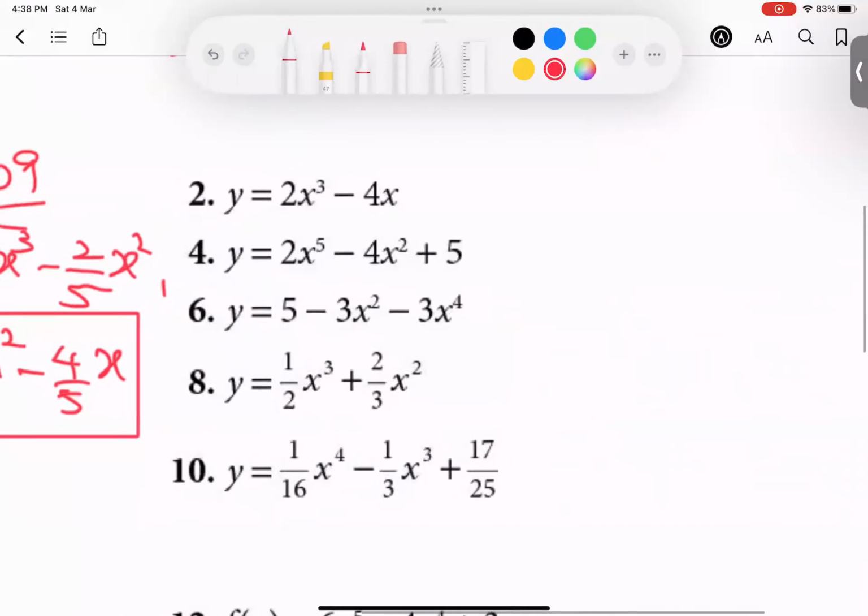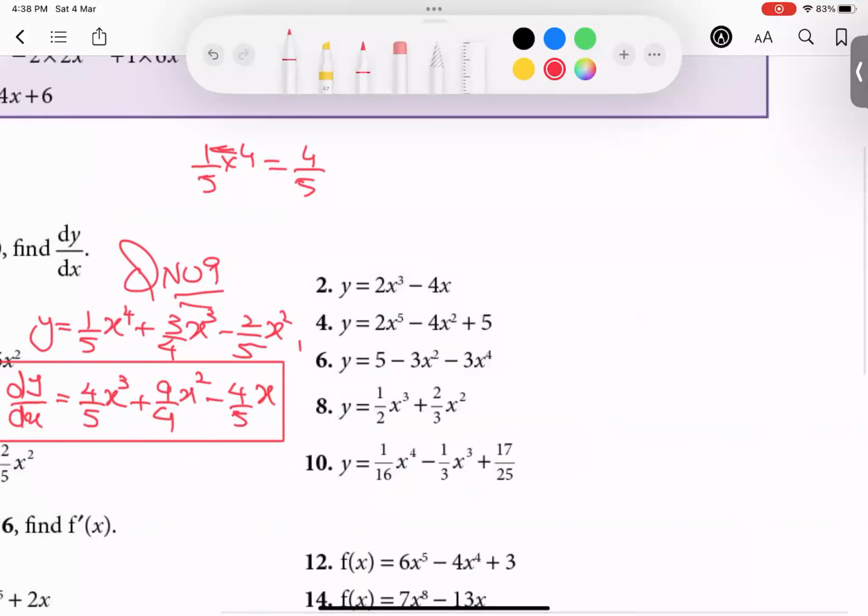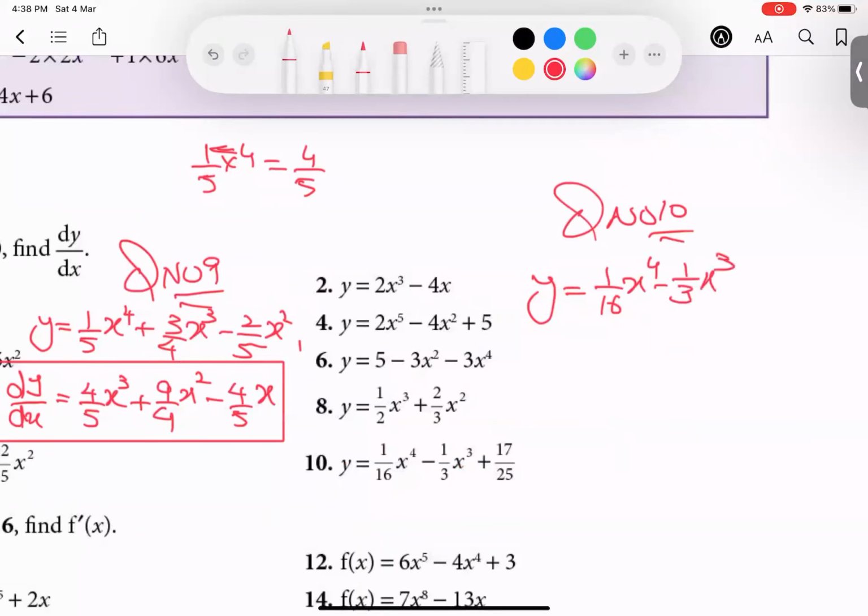Question number 10. Okay, I'll show you later on. You can check your answers and compare. So number 10 is y equal to 1 over 16 x to power 4 minus 1 over 3 x to power 3 plus 17 over 25.